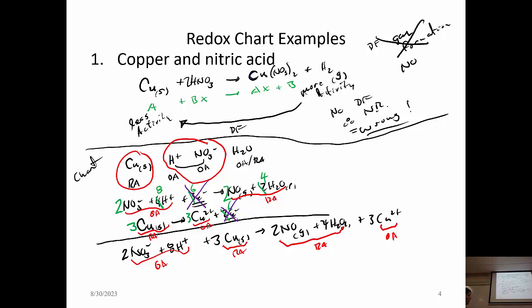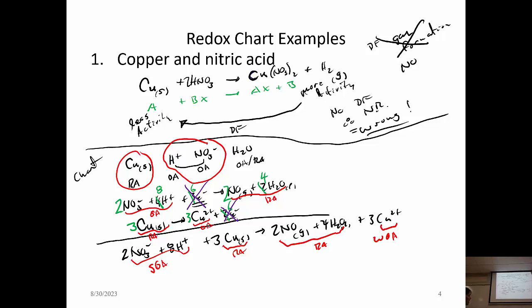Then I'm looking at which way is downhill. Is it forward or reverse? I compare the two oxidizing agents. Which is stronger, nitrate and H plus or copper 2? So take a look at the chart. You see it? Which is it? Nitrate. So this is stronger, this is weaker. That means this is downhill.